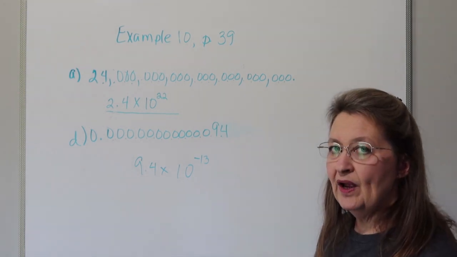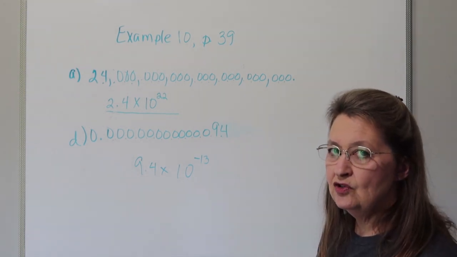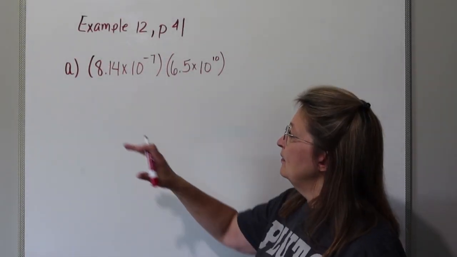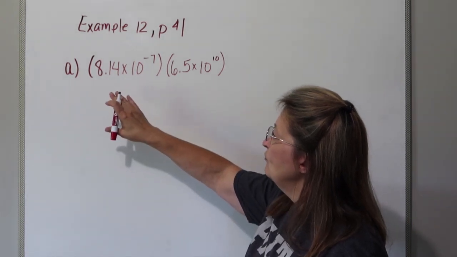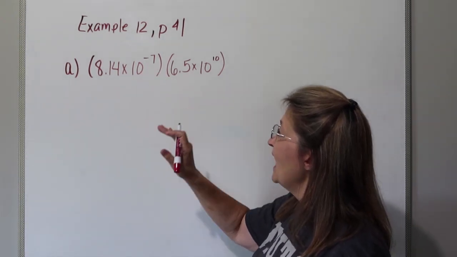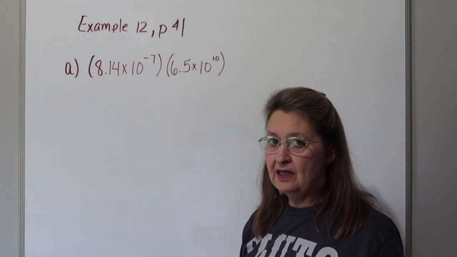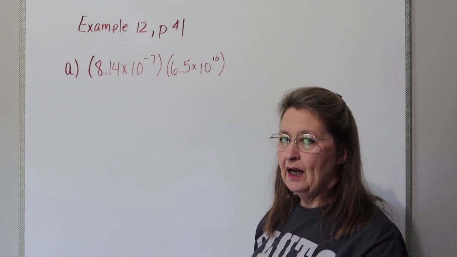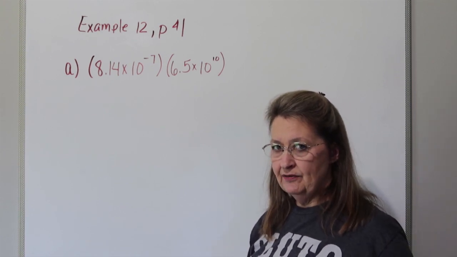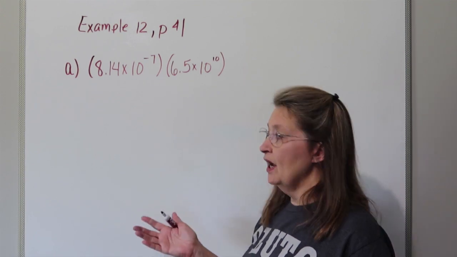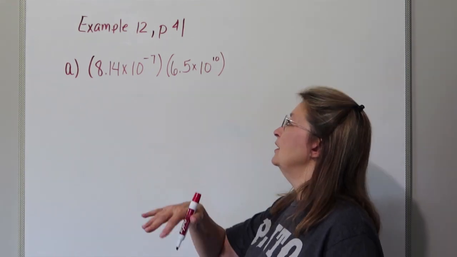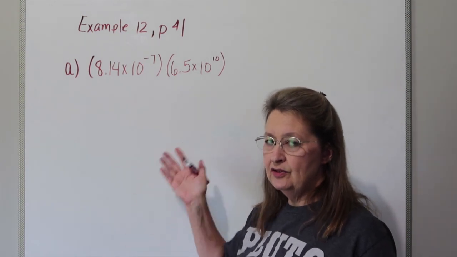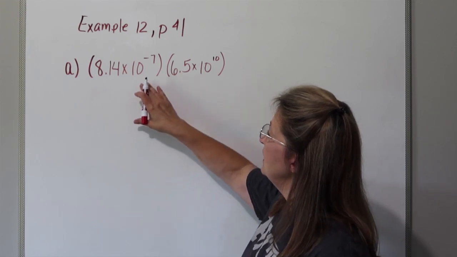Now let's look at some operations with scientific notation. This is where it gets a little bit intense. We're on example 12, page 41, and this is problem A. We have 8.14 times 10 to the negative 7 times 6.5 times 10 to the 10th. Now, the problem is if you put this in the calculator, it's just going to give you a number, and our directions say put your answer in scientific notation. While you are going to want to use your calculator at some point, doing the whole thing in a calculator actually takes more time to punch in all the numbers than just to do it in your head. So let's just dig in.